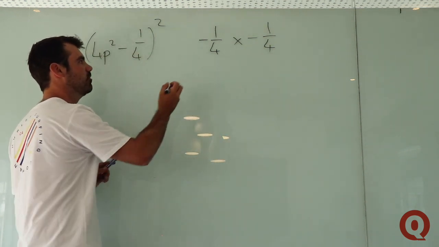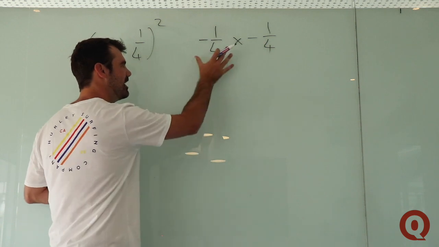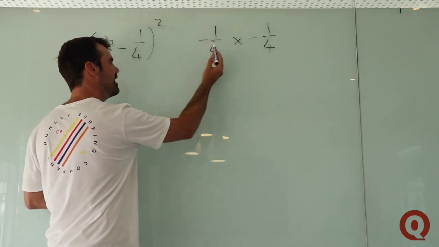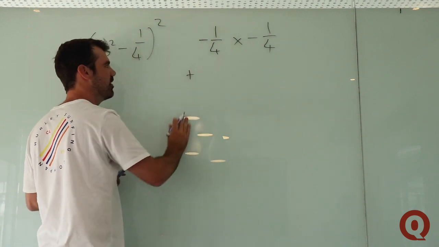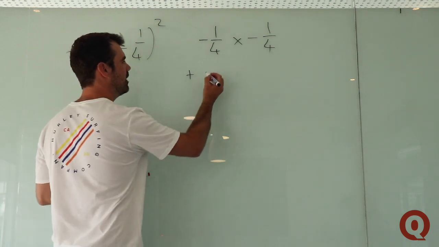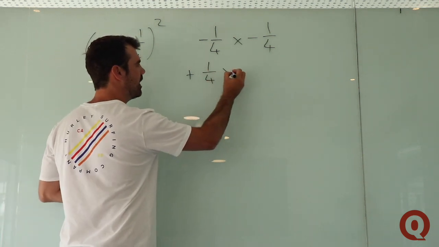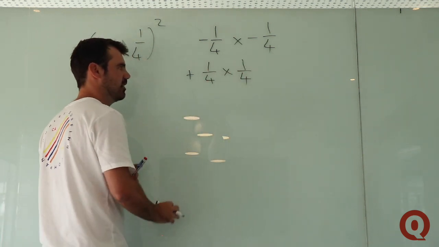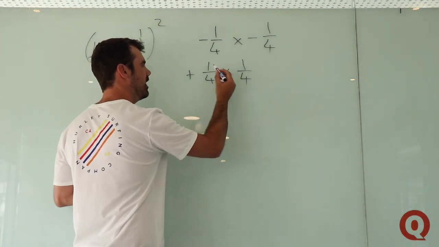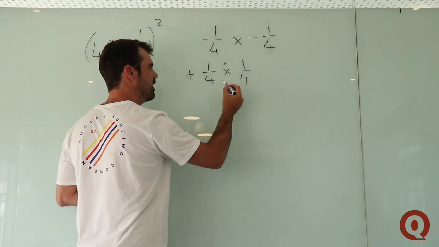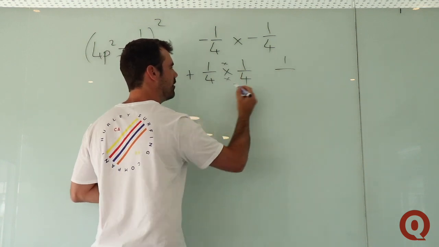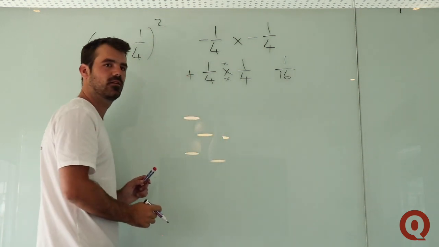Again, I said to you that when we're dealing with negatives and positives, let's first deal with the signs. So a negative times a negative gives me the positive. Now I don't need to worry about the negatives anymore. So now I've simply got a quarter multiplied by another quarter. Now this is grade 7 maths. When I'm multiplying fractions, I need to multiply my numerators and I need to multiply my denominators. So 1 times 1 gives me 1 and 4 times 4 gives me 16.